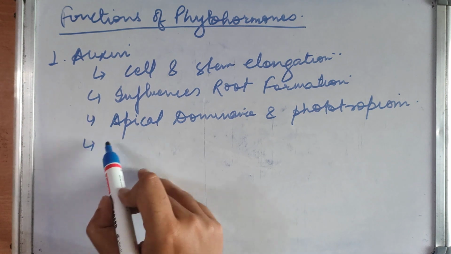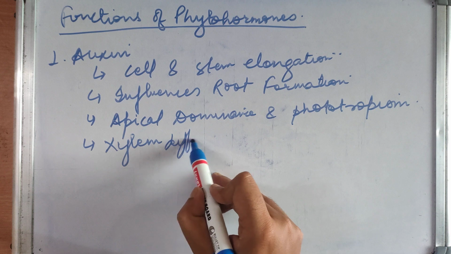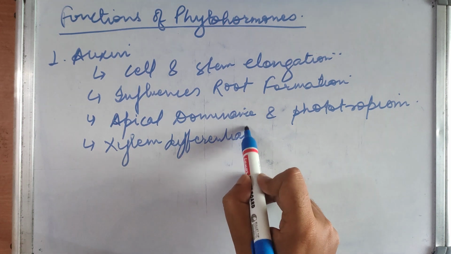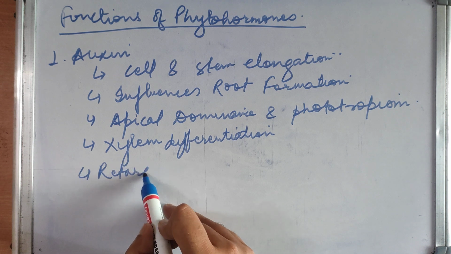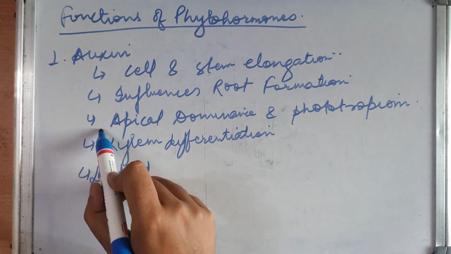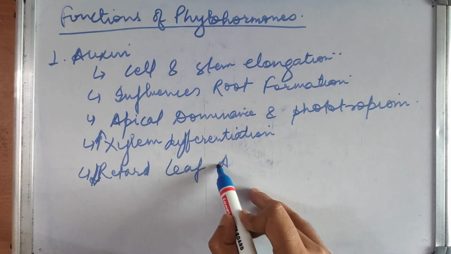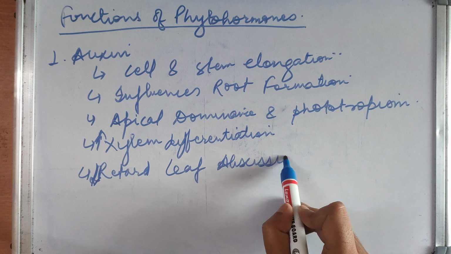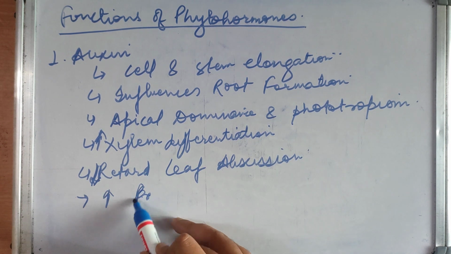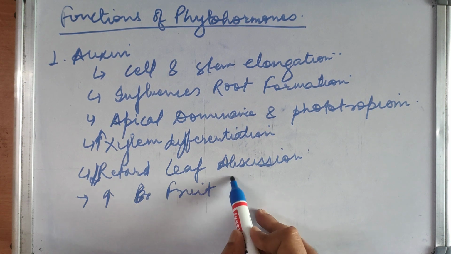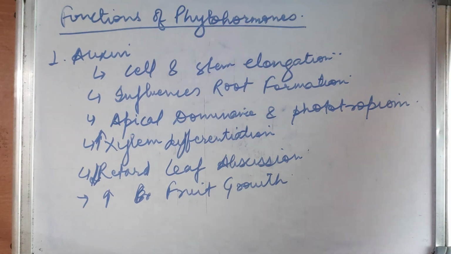It promotes xylem differentiation, retards leaf abscission, and promotes fruit growth. So these are some of the common functions of auxin.